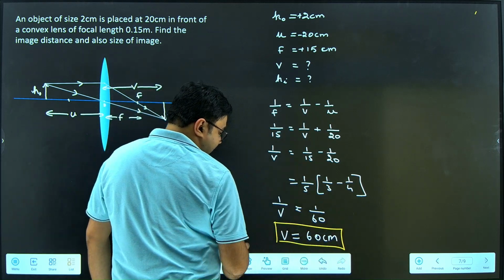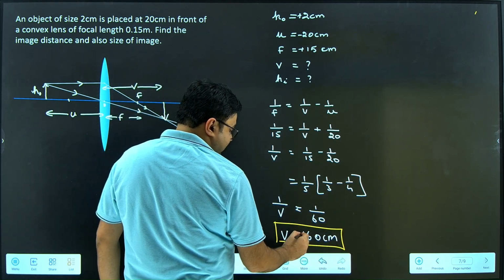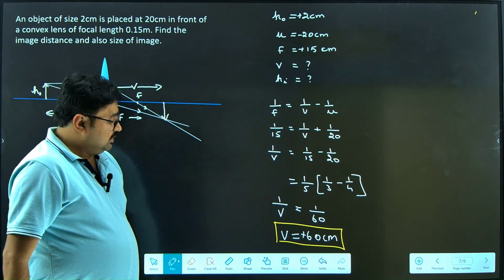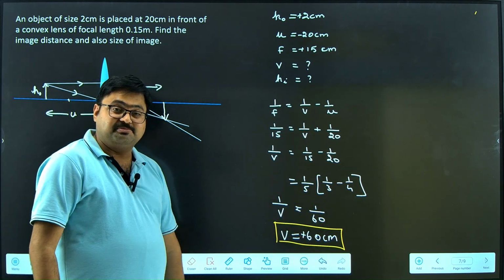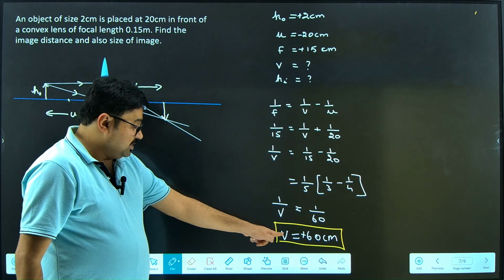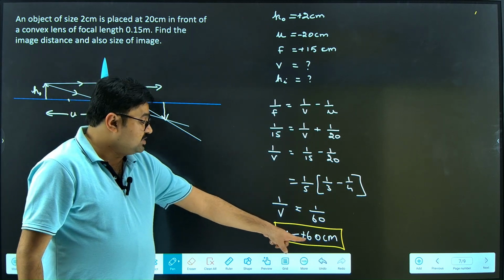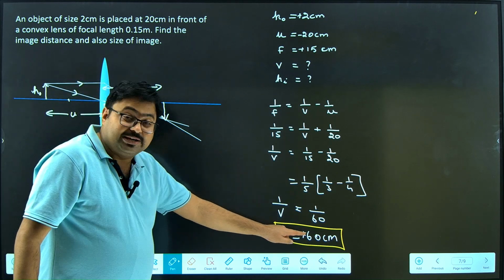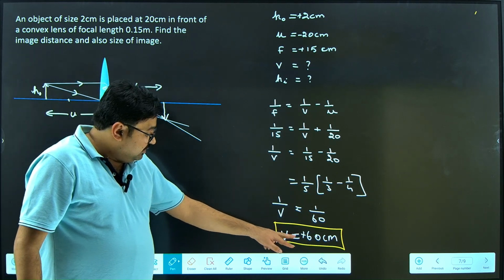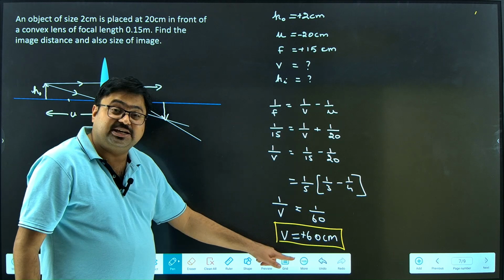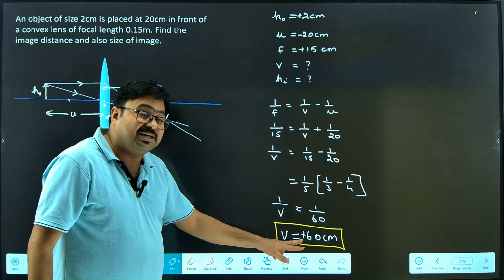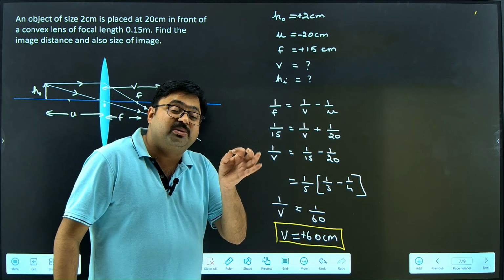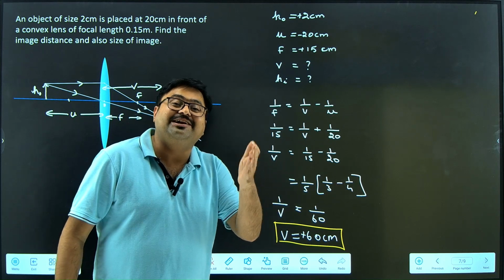Let's interpret this answer. We've got a positive 60. The image distance is positive 60 centimeter, which means that the image is going to be found at a distance of 60 centimeter from the optic center. So that's what it says. Image is found at a distance of 60 centimeter from the optic center. You've got a plus sign, which means you must go in the direction of incident light to find it.